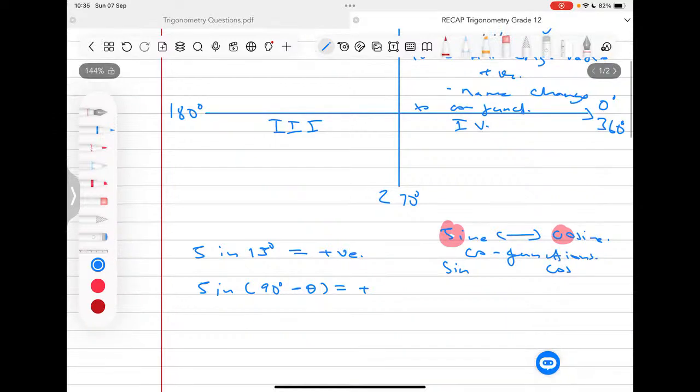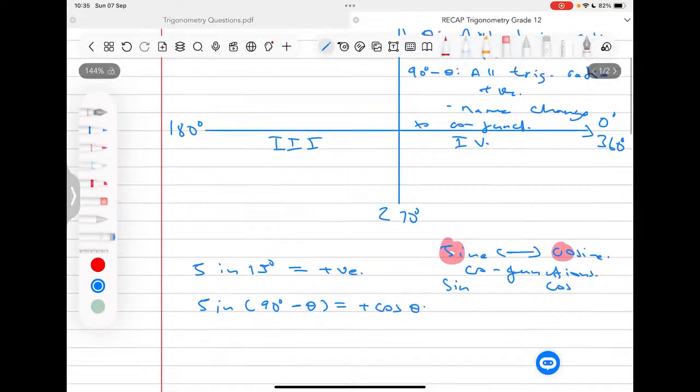Now, if we go back to this example that I was doing, the first thing that we have to note is that this is the first quadrant, and therefore we're going to have a positive answer, or a positive trigonometric ratio. However, this has to change to its co-function. In other words, here I have to write cos, and I'm going to write the theta. Then I take this theta and write it there.